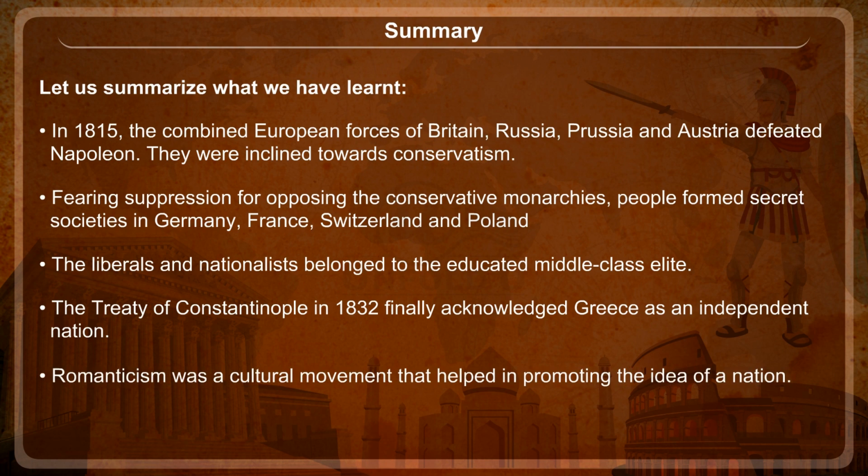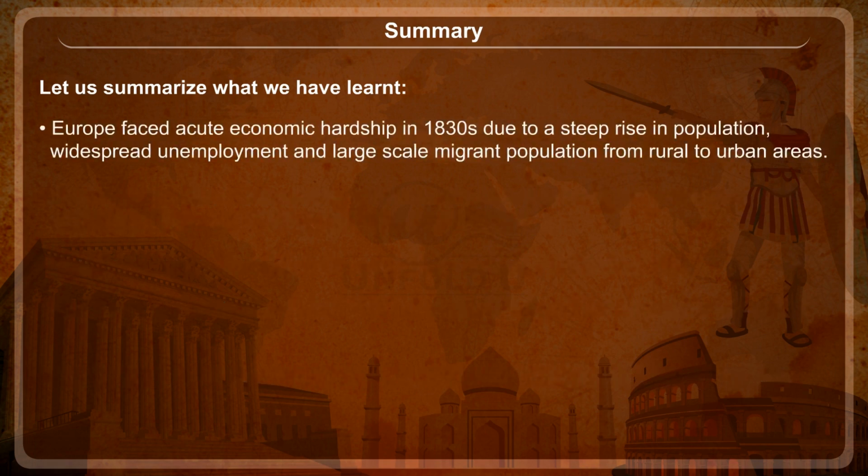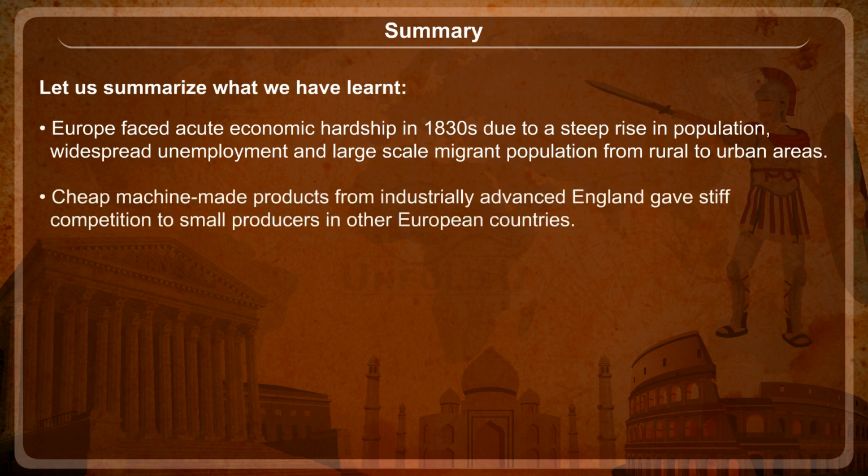Romanticism was a cultural movement that helped in promoting the idea of a nation. Europe faced acute economic hardship in the 1830s due to a steep rise in population, widespread unemployment, and large-scale migrant population from rural to urban areas. Cheap machine-made products from industrially advanced England gave stiff competition to small producers in other European countries.